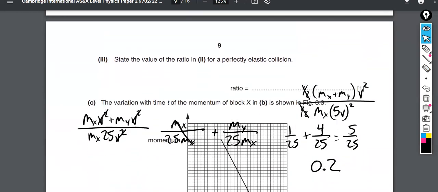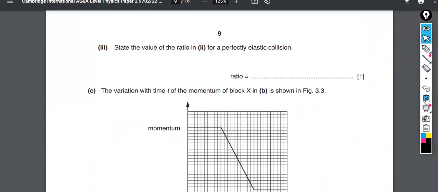The question goes on to read, state the value of the ratio in 2 for a perfectly elastic collision. You may recall that a perfectly elastic collision is one where the kinetic energy is conserved, right? So there'd be just as much kinetic energy after as before. The ratio would just be 1-to-1 or 1. So that's why it's only 1 mark, because it's pretty straightforward. You just have to remember what a perfectly elastic collision is.